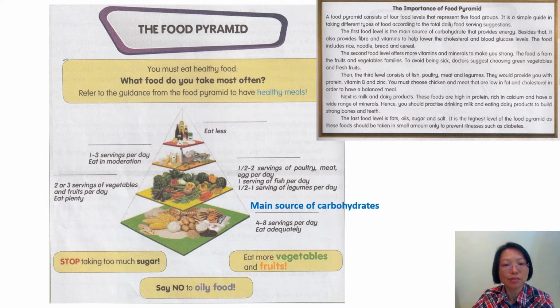Okay, the first answer for the bottom level is main source of carbohydrates. Main source of carbohydrates, we can take 4 to 8 servings per day, and we must eat adequately. Meaning that we must take enough quantity for our body so that this food can give us enough energy to do our work every day. Where do we get this answer from? It is taken from the second paragraph, which I underline here. The first food level is the main source of carbohydrate that provides energy.